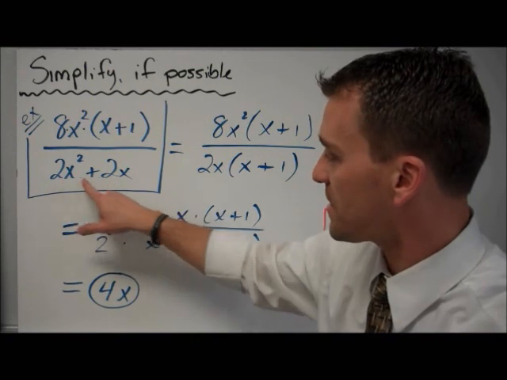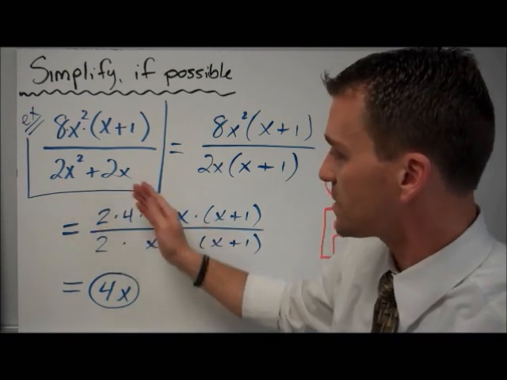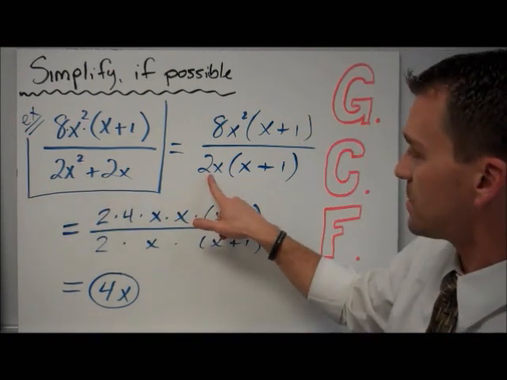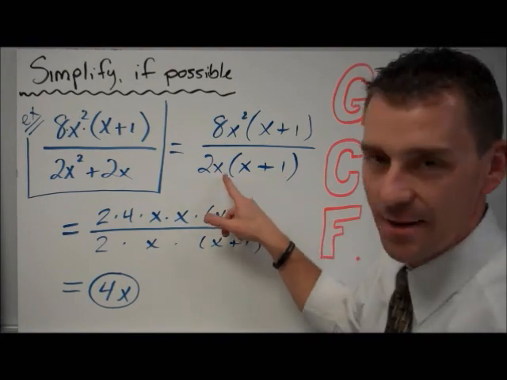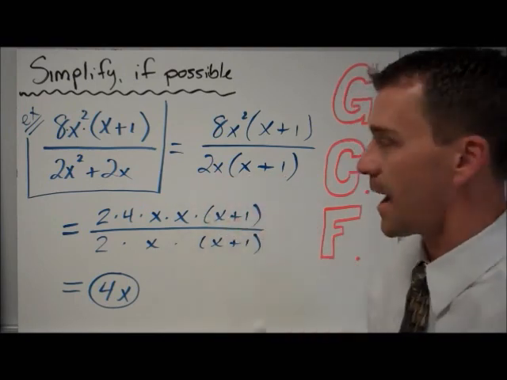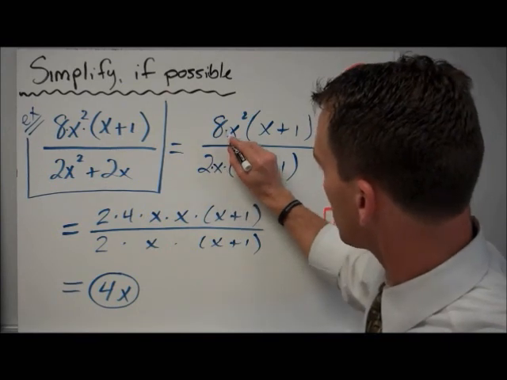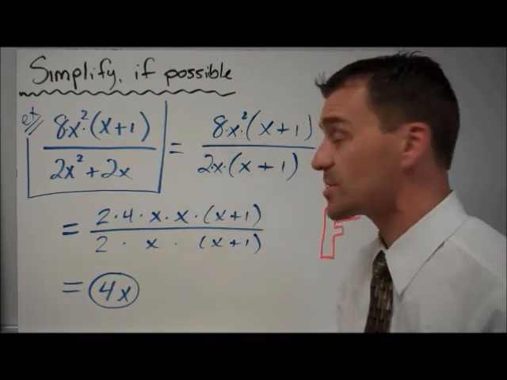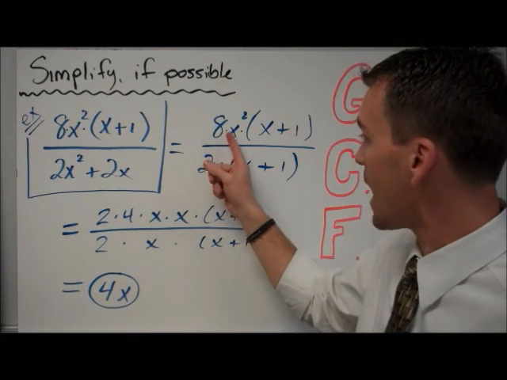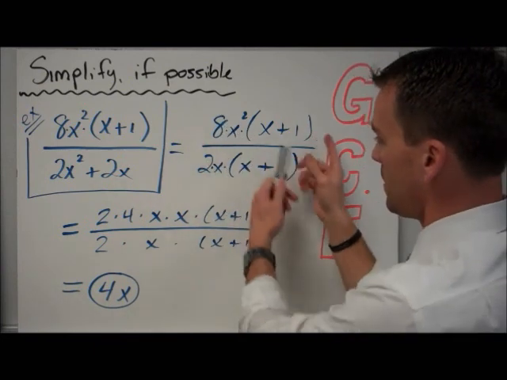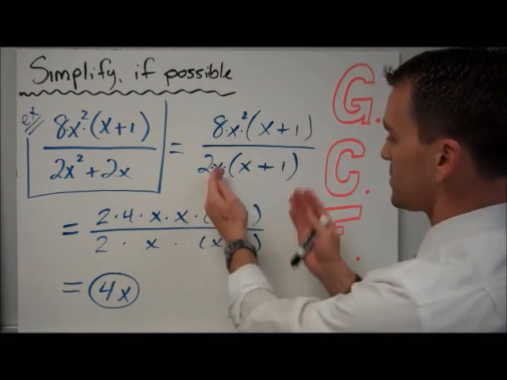So that GCF in these two terms is a 2x. So I factor that 2x out and I get 2x times the quantity of x plus 1. And again, it's important to note that this is a multiplication, as is this, likewise up here. So they're actually all being multiplied: 8 times x squared times this thing, and then 2 times x times this thing.